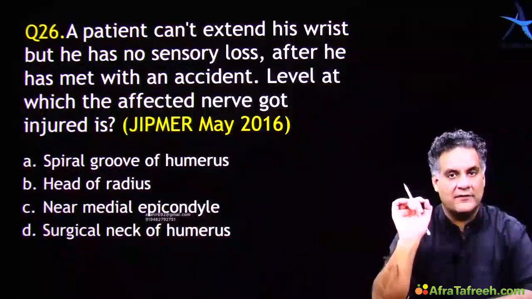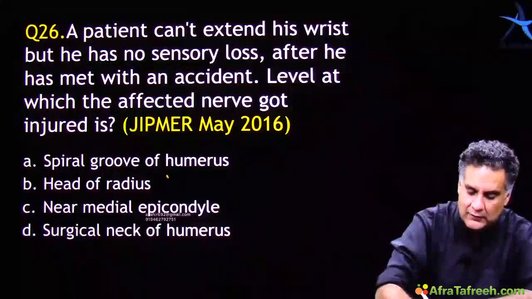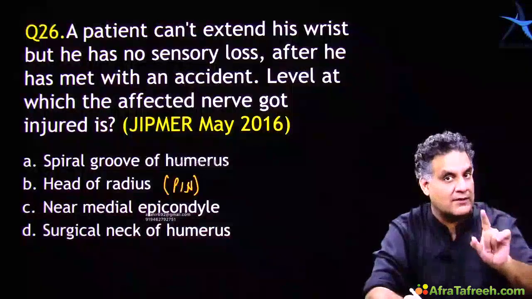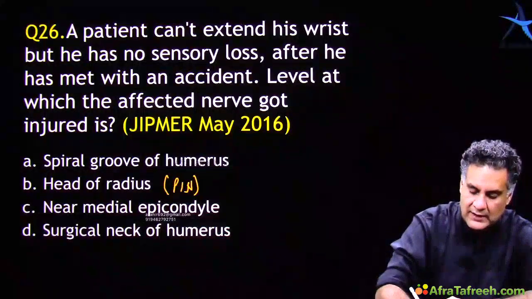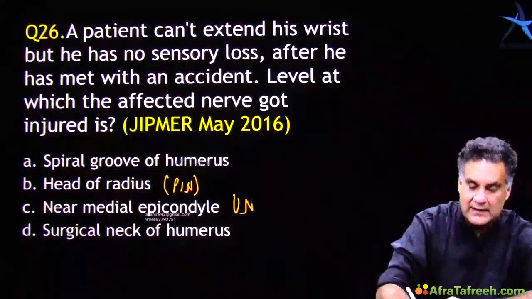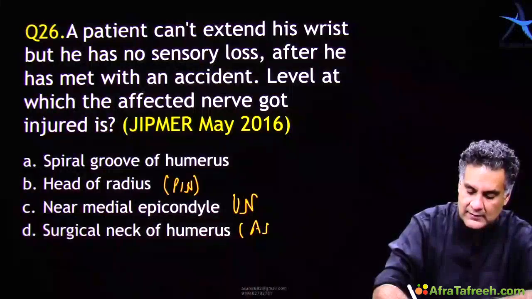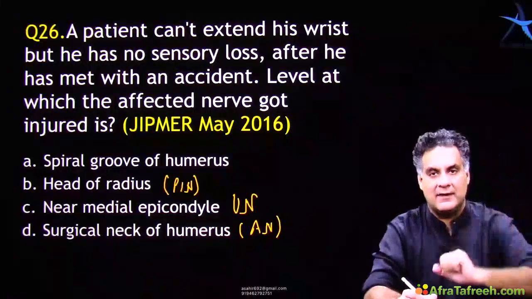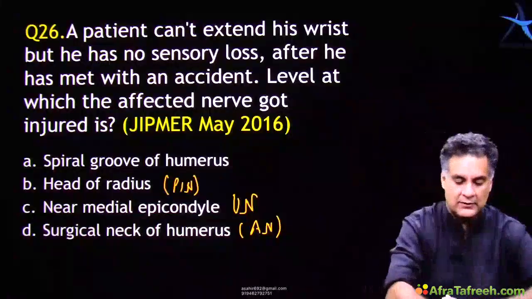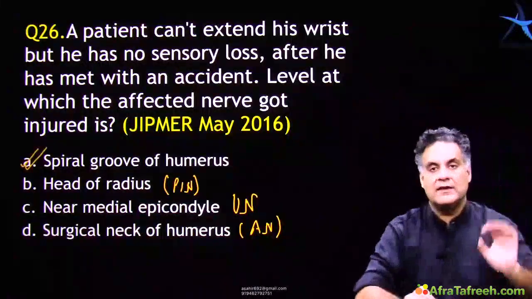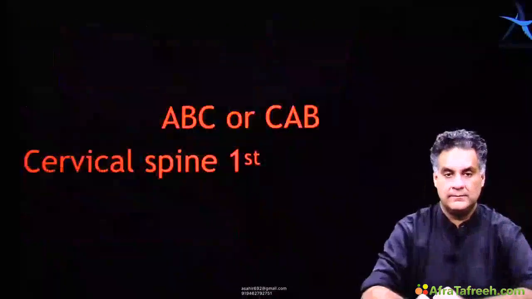So, the level at which the affected nerve is involved. Head of radius will involve posterior interosseous nerve. It will only have a finger drop, can't have a wrist drop. Near medial epicondyle, ulnar nerve. It can have a claw hand. Surgical neck of humerus, axillary nerve. It can have a deltoid or teres minor palsy or regimental badge sign. So the answer is spiral groove, where the radial nerve is involved.